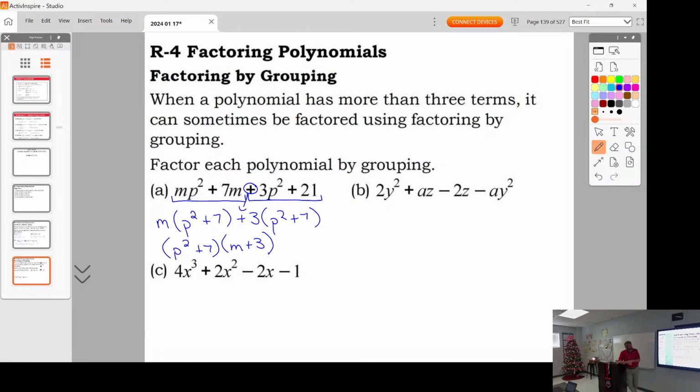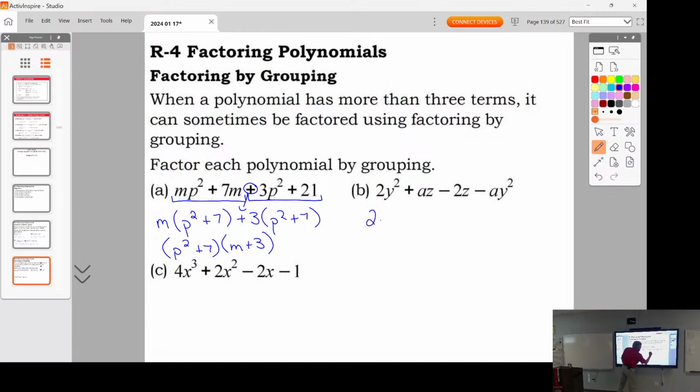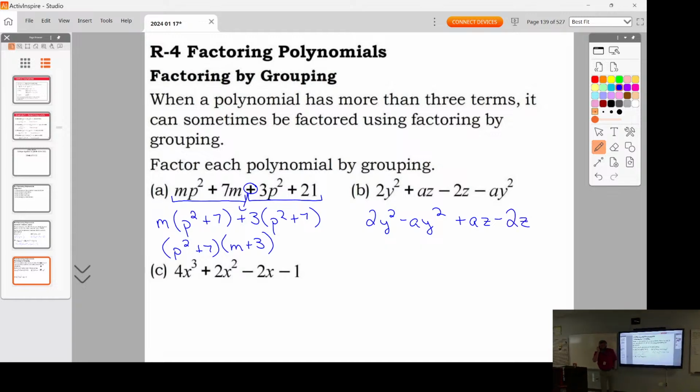Y squared next the 2y squared. 2y squared minus ay squared, like that, plus az minus 2z. Did I change the value of my expression at all? Are all the signs the same? Signs go with the same terms, nothing's changed. Okay.